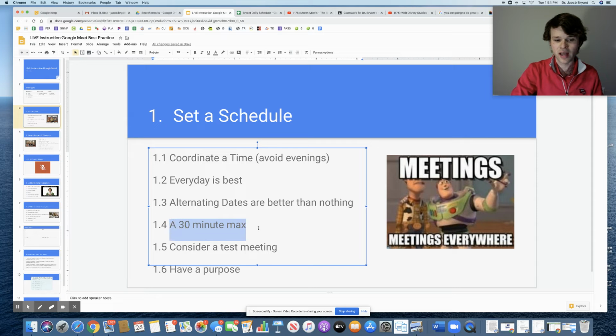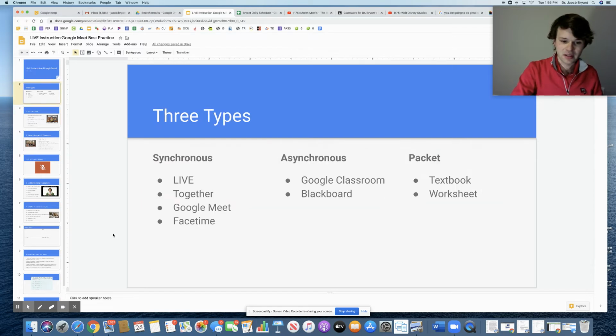Just like in our classrooms, students need to get up and go to the bathroom after 30 minutes. Just trying to keep them engaged for 30 minutes when you're not there standing over their shoulder is going to be somewhat difficult. Consider a test meeting.